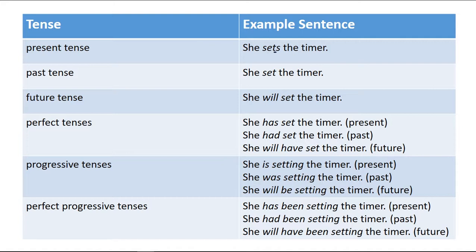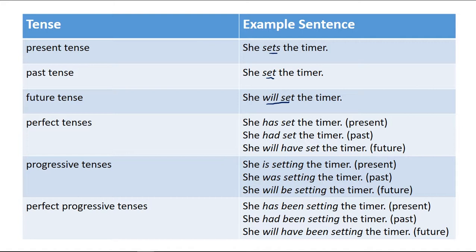She sets the timer. That's pretty easy to tell. She's doing it right now. She set the timer. It's in the past. She set the timer yesterday. And she will set the timer. She'll set it next week or tomorrow or in 15 minutes. It's happening in the future.